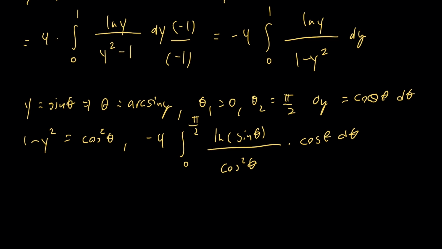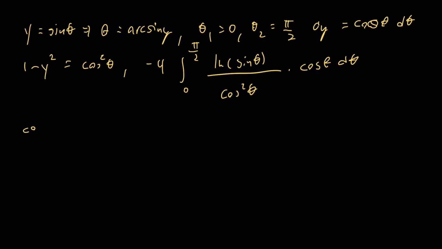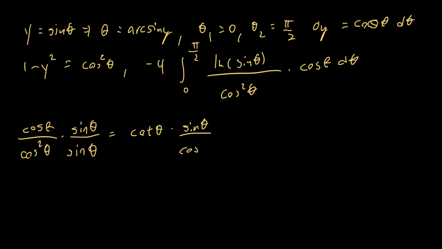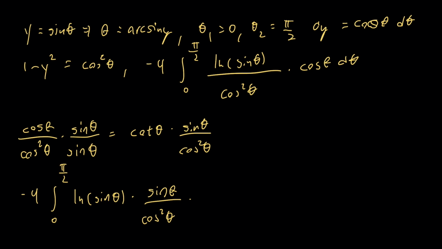And we're going to leave the integrand like this because cosine theta divided by cosine squared theta, I can rewrite this as, if I multiply the numerator and denominator by sine theta, a cotangent theta times sine theta over cosine squared theta. So now we replace this in the integrand. So we have -4, the integral from 0 to pi over 2, the natural log of the sine of theta times sine theta divided by cosine squared theta and times cotangent theta d theta.